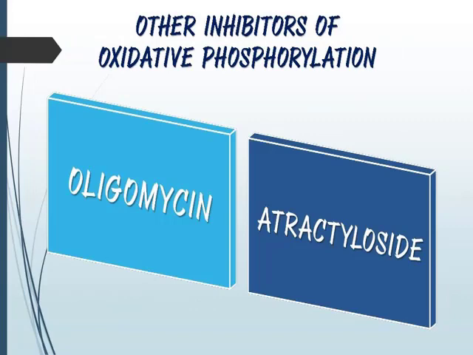Other than those uncouplers, we also have other groups of inhibitors such as oligomycin and atractyloside. They can also inhibit the process of oxidative phosphorylation.